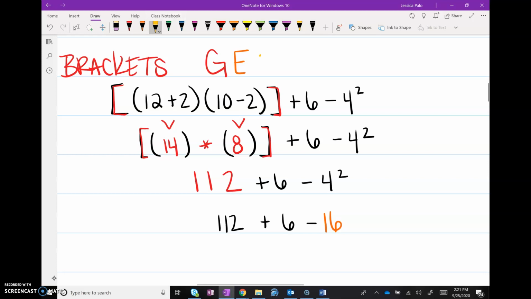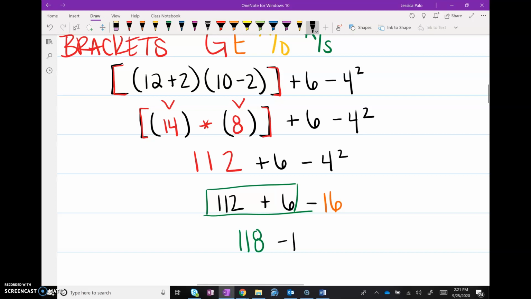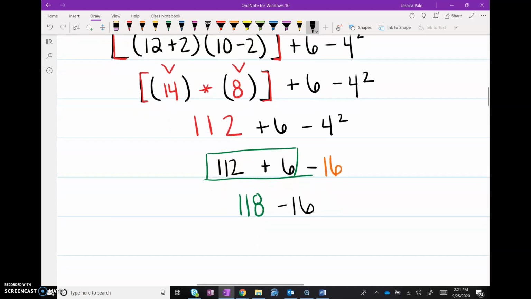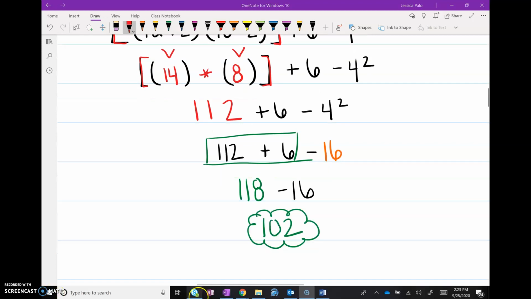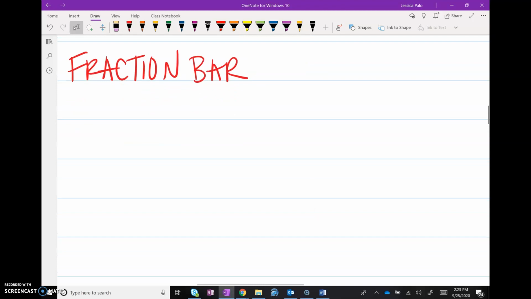Now we move on to multiplication and division from left to right. Moving from left to right, I see no multiplication and no division, so we are going to go right to addition and subtraction. Starting on the left, I see 112 plus 6, which equals 118. Bring down the rest of the expression. 118 minus 16 equals 102. Our last grouping symbol example is going to be using a fraction bar as a grouping symbol.